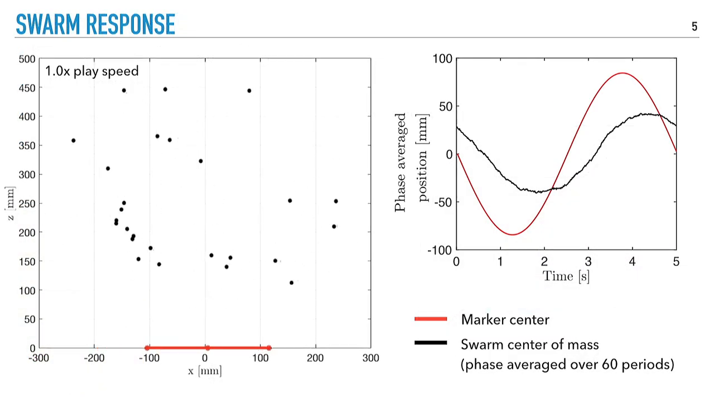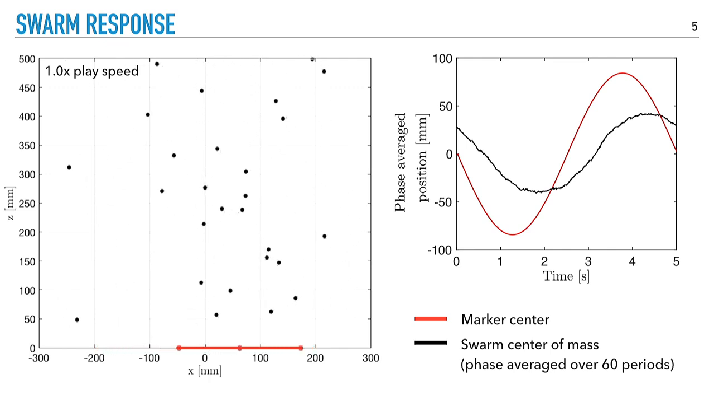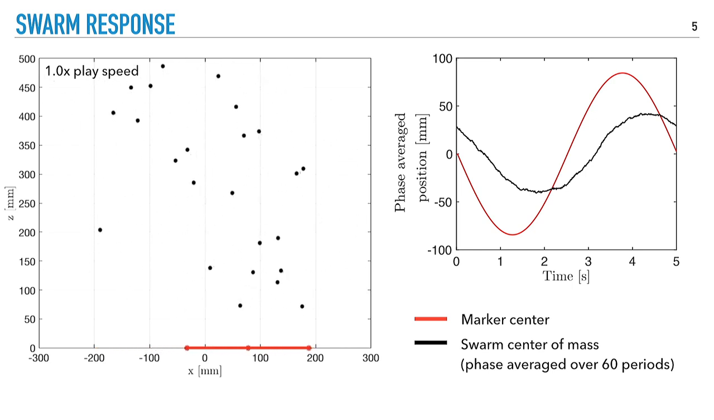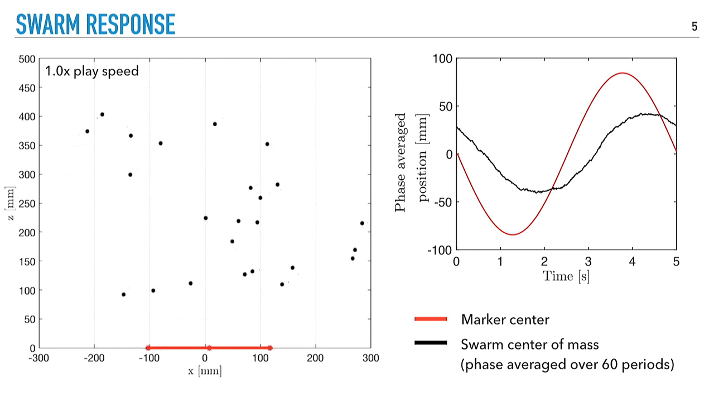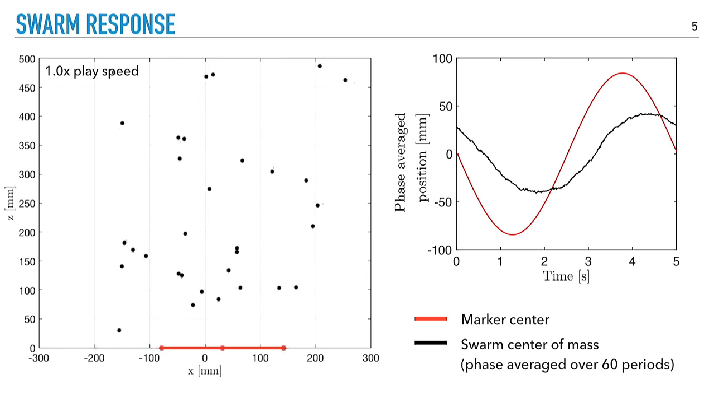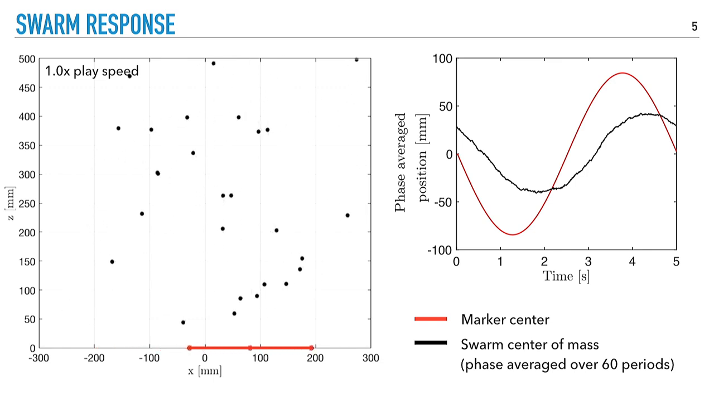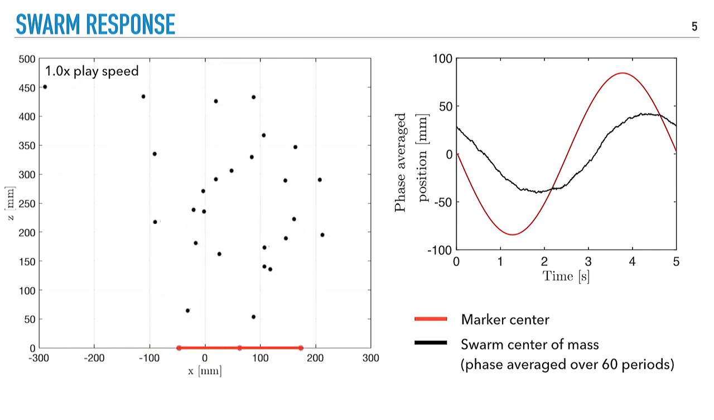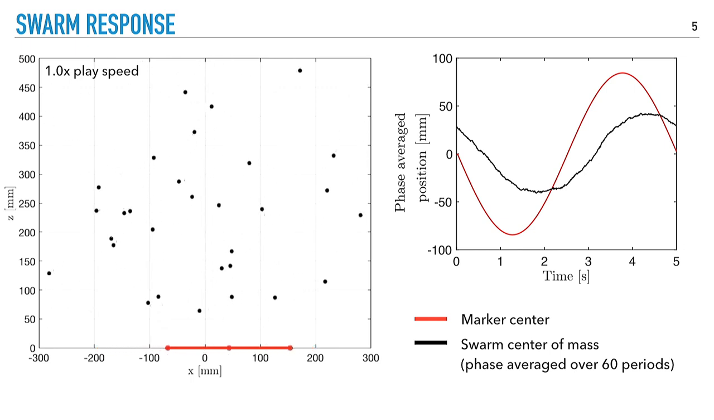So this is a typical response. You see the marker in red moving back and forth, and those are the midges. And you can sort of see them moving left and right. If we phase average the center of mass of the midges, we obtain the data on the right. The red is the center of the marker, and black the phase-averaged center of mass of the swarm. And we see indeed that it's oscillating back and forth with a slight phase shift and smaller amplitude.